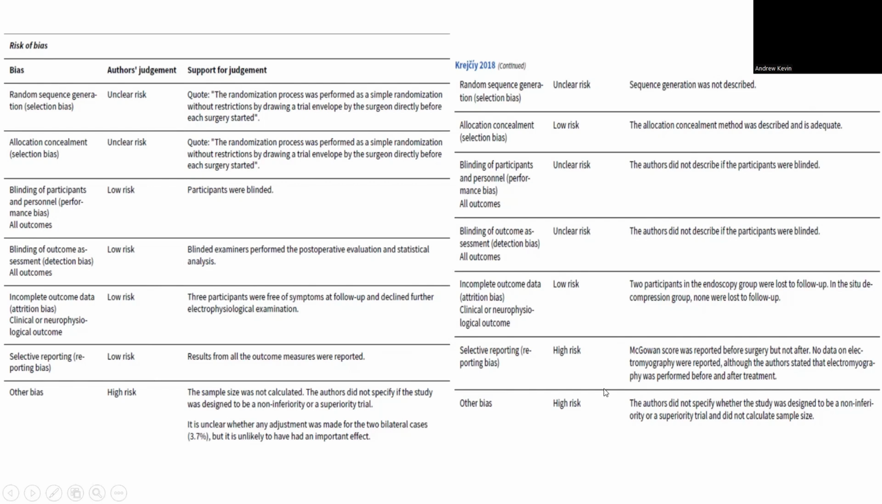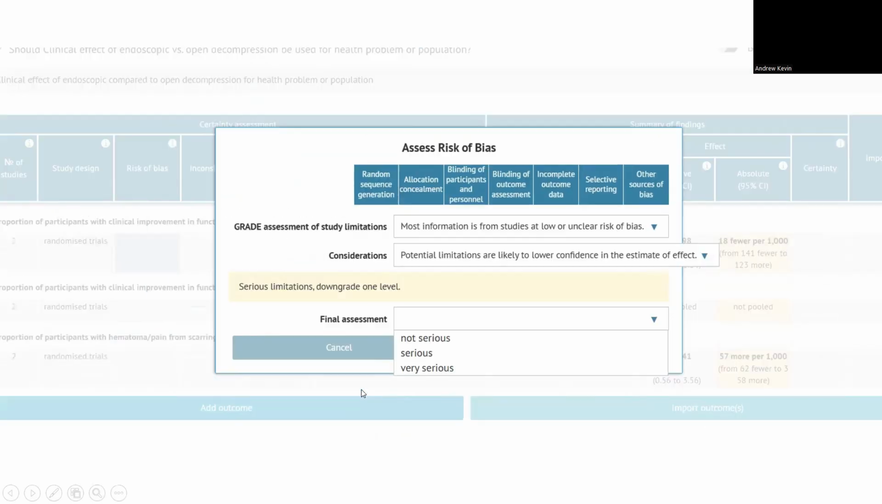Same thing, there are two high risk biases. One is that there is a significant reporting bias. The second is that the authors have not specified whether it's a superiority versus a non-inferiority design. And again, here they have not calculated the sample size. So overall, it seems to be a low risk, with only the other biases showing a high risk.